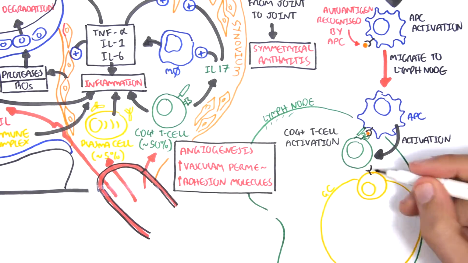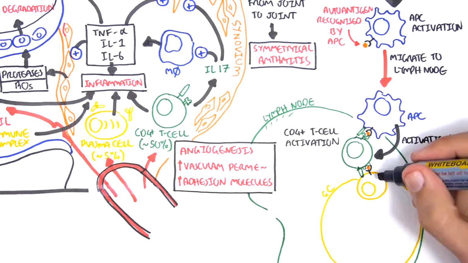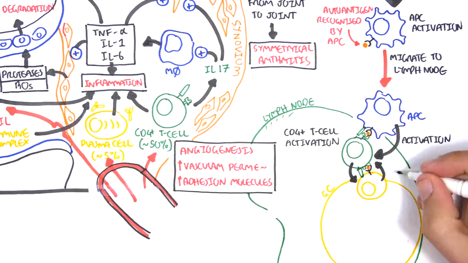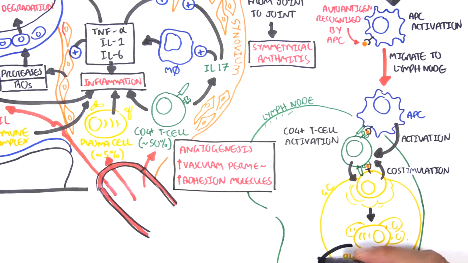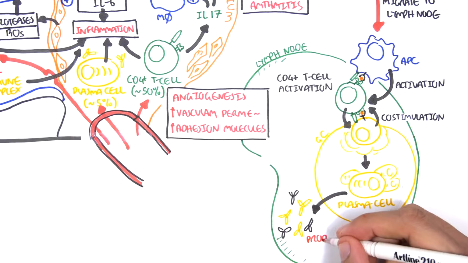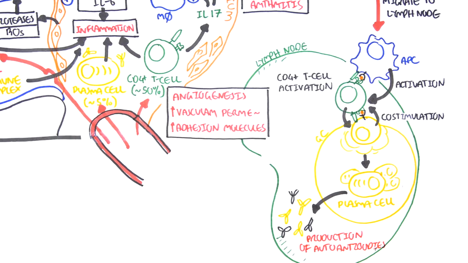And when the CD4 T cell is activated, it can then activate B cells in the germinal center, and this can be through co-stimulation. When the B cells are activated, they will begin to proliferate, they will begin to class switch, and they will become plasma cells. Then plasma cells will produce autoantibodies. They will produce antibodies against your own antigen, essentially.